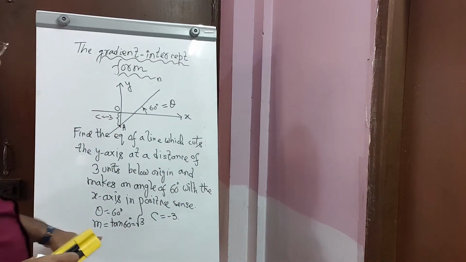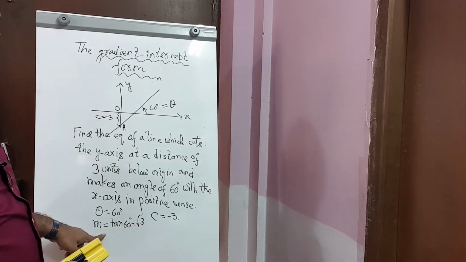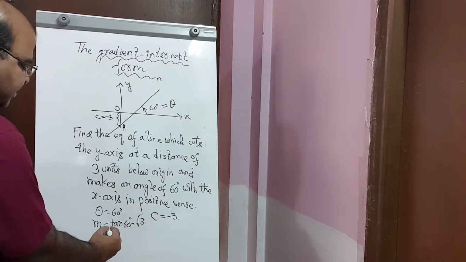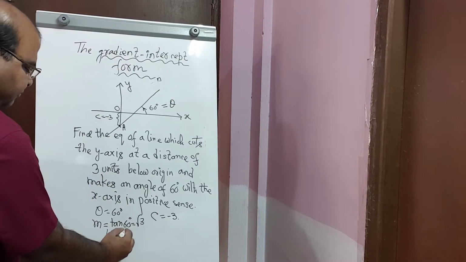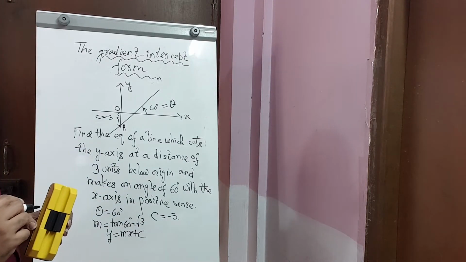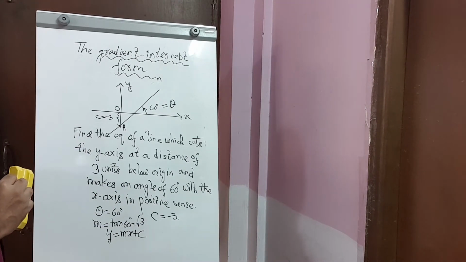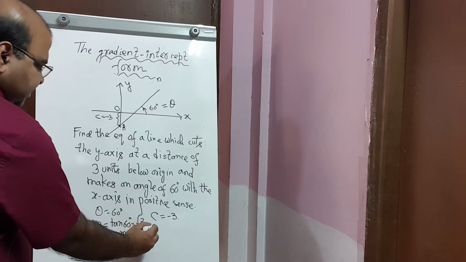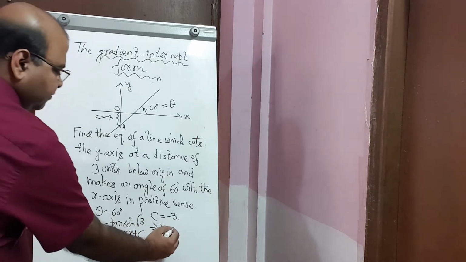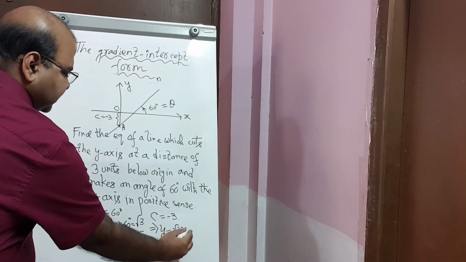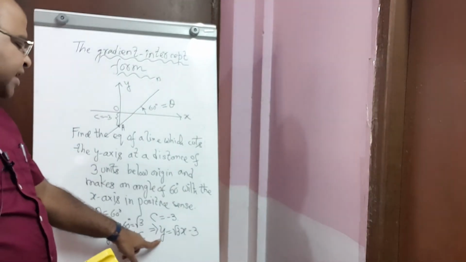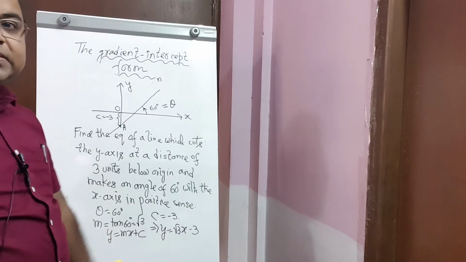To find the equation of the line, we apply the gradient-intercept form, y is equal to mx plus c. Thus the equation of the line is given by y is equal to root 3 times x, and c is minus 3. So this is the final equation of the line, y equal to root 3 x minus 3.